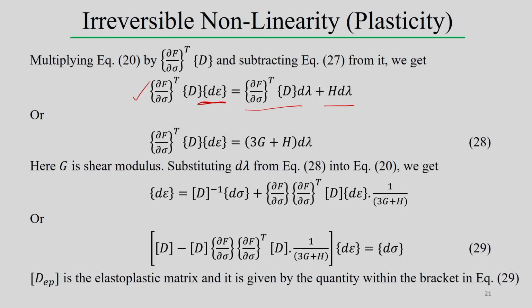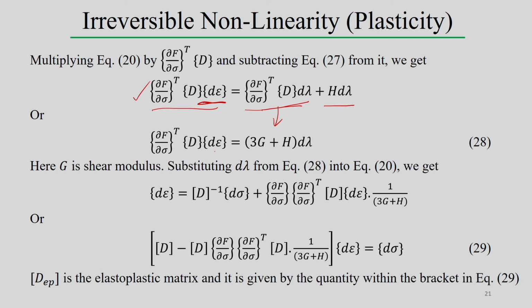Now, del F by del sigma into d epsilon equals 3g plus h into d lambda. So, this part equals this thing. It means h d lambda and 3g into d lambda. So, this expression is coming, 3g into d lambda. You can follow the proof in any standard book, where the expression is available for how it comes. If you follow all these expressions, it is possible to evaluate del F by del sigma transpose into d, which can be reduced to 3g d lambda for this particular analysis.